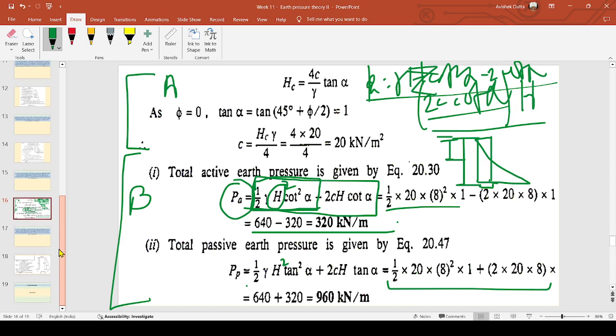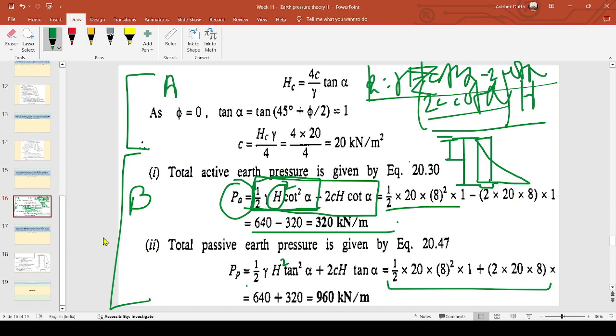If I had mentioned any case of tension crack depth and all, you would need to consider that. You need to show that in the diagram and then subtract it accordingly. Okay, sir. Fine.